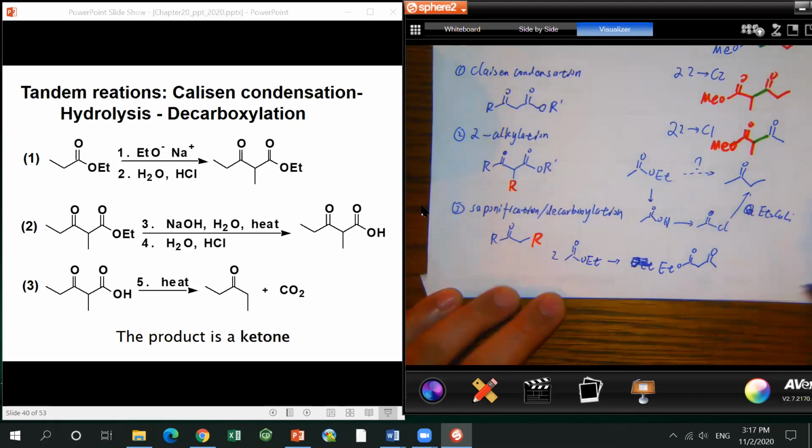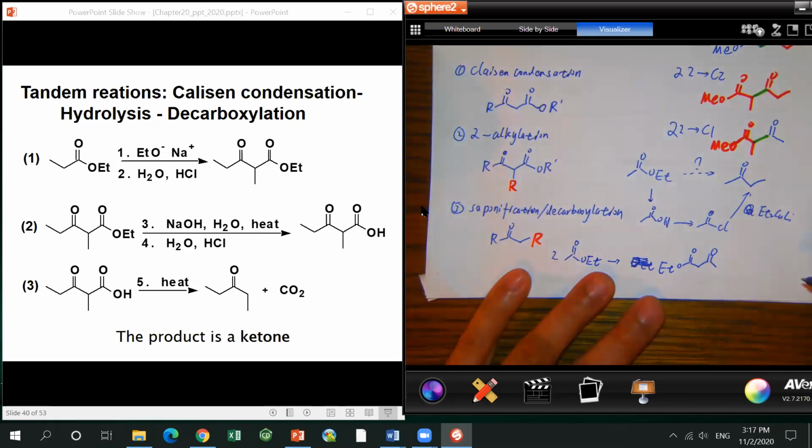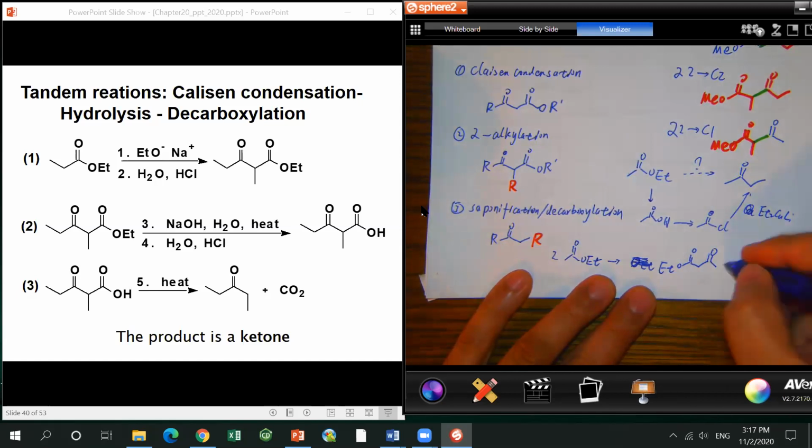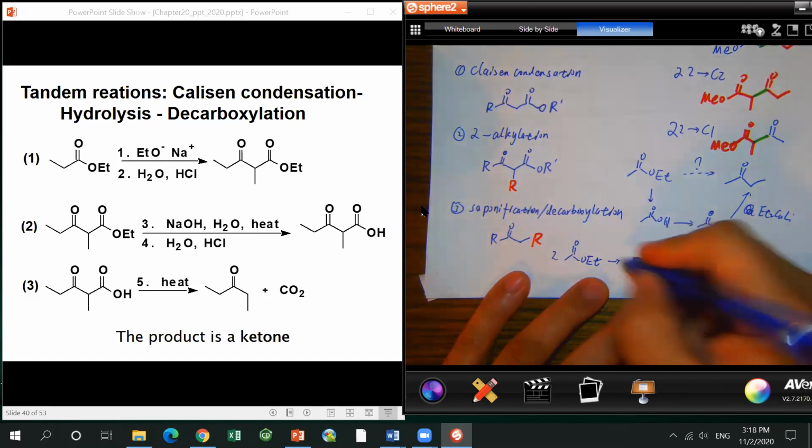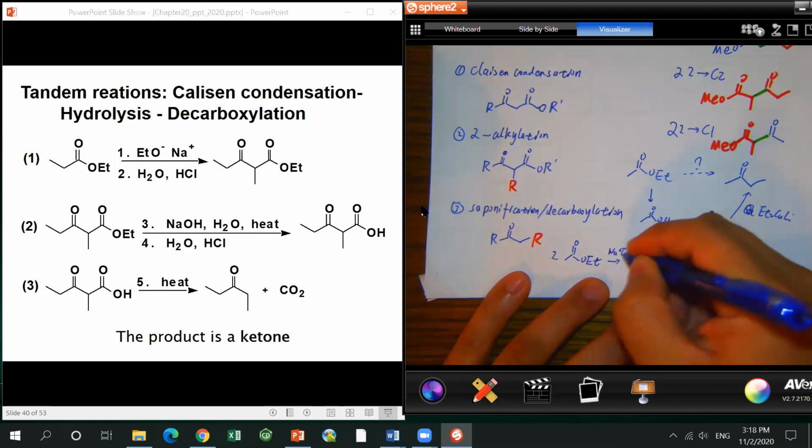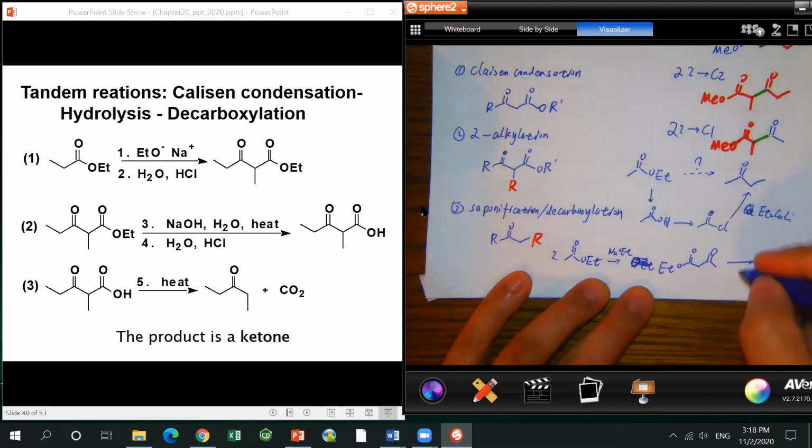All right, we generate the Claisen condensation product, and then following that we do acylation. So acylation is pretty easy. This one uses sodium ethoxide. Here we still use sodium ethoxide as the base, and then use methyl iodide as the substrate. So we put a methyl group on here.